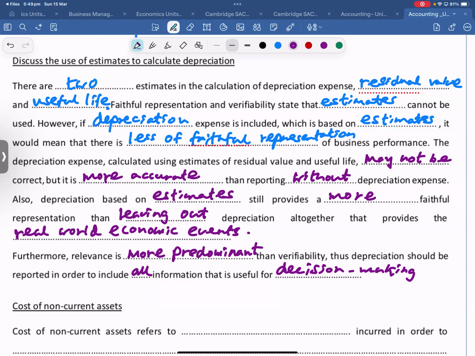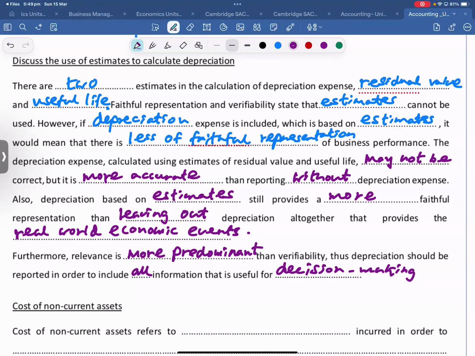The point is this. The debate is: are we going to use the estimates, or are we not going to use the estimates and not calculate the depreciation at all? Which is more accurate? Is leaving out the depreciation completely more accurate than calculating the depreciation based on the estimates? Yes, we'll calculate depreciation. So then we have to definitely leave out the other option. We have to breach the verifiability anyway.